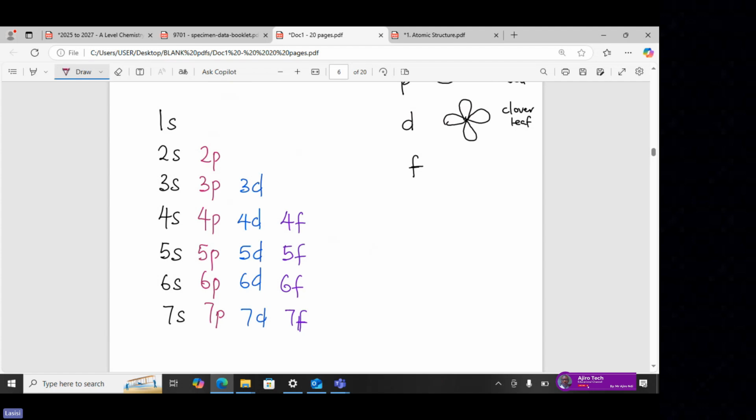S orbital. Shell number one contains one type of orbital, S only. Shell number two contains S and P orbitals. Shell number three contains S, P and D orbitals. Shell 4 or greater than 4 contain SPDF orbitals.